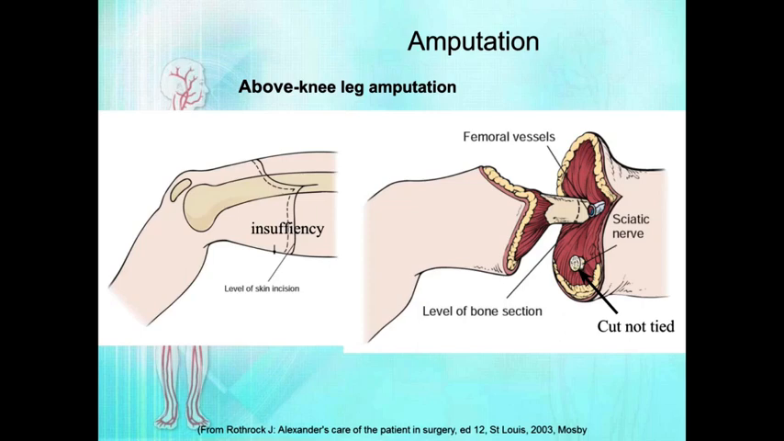Amputation was discussed in more detail in the orthopedic chapter. The surgeon ligates the popliteal artery and vein and grasps the sciatic nerve with a Kocher or other heavy clamp. The ends of the nerves are crushed to prevent the formation of a neuroma.